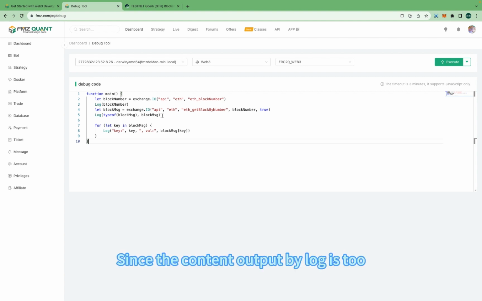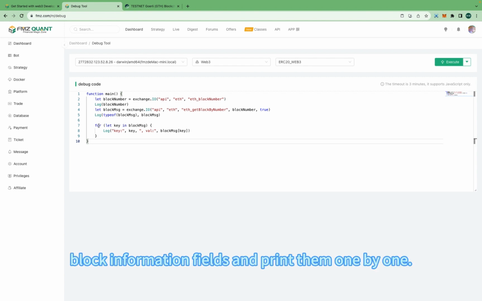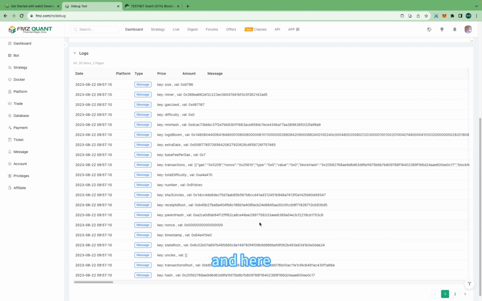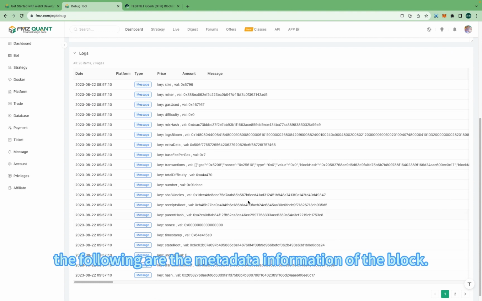Since the content output by log is too long and automatically truncated, we use a for loop here to iterate through the returned block information fields and print them one by one. We click Execute. Wait for a moment. And here, the following are the metadata information of the block.